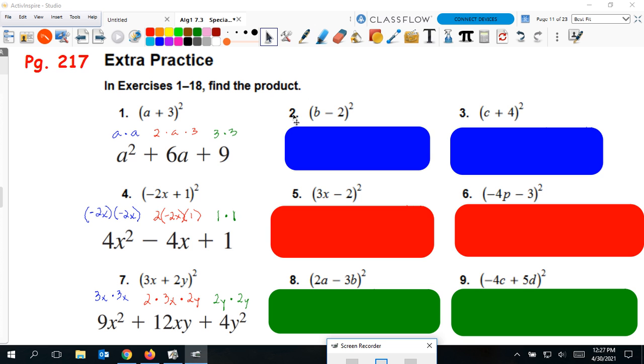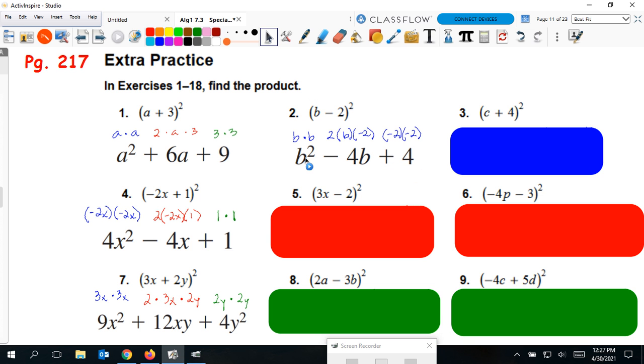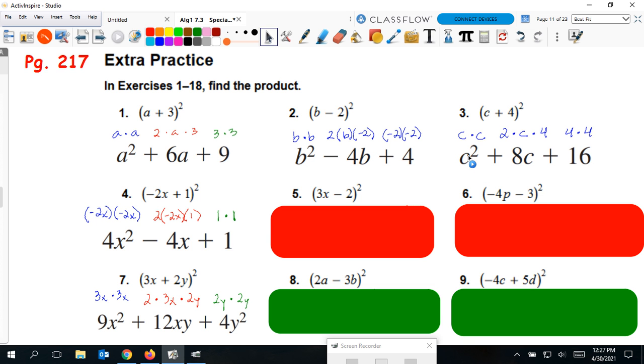So for number 2, the one with the variable b, we're going to get b squared minus 4b plus 4. That's your trinomial on that one. You can see what we multiplied here. For number 3, c plus 4 squared, we're going to get c squared plus 8c plus 16. Again, if you miss anything, just maybe pause it and see maybe what you did wrong here, as you can see what I'm multiplying here for each term.